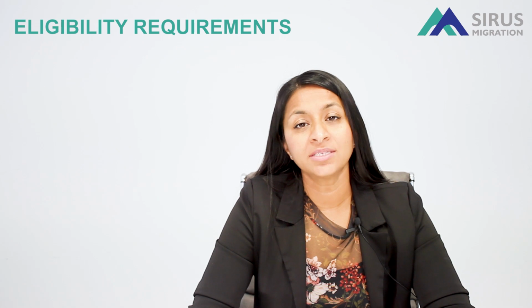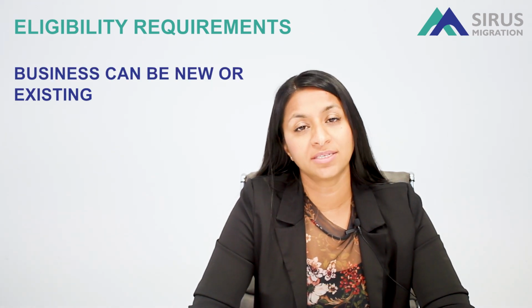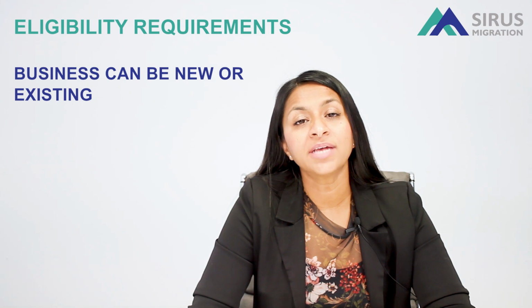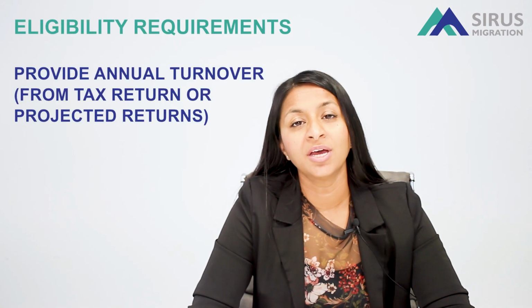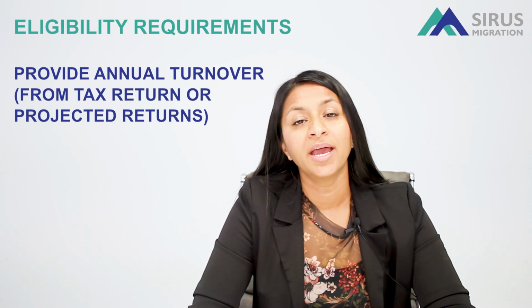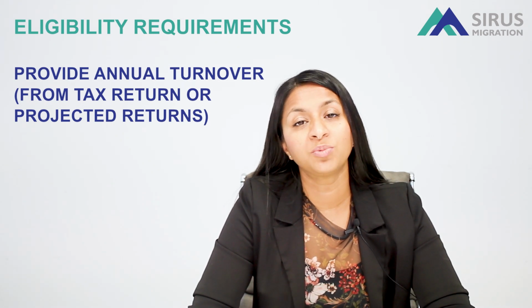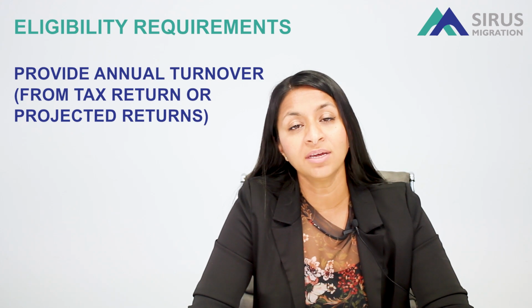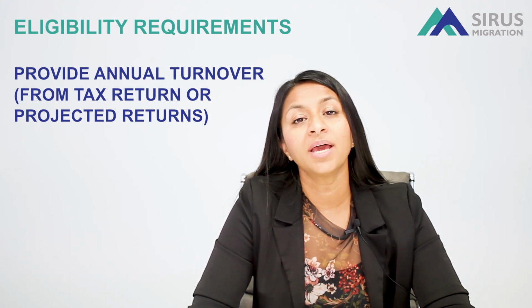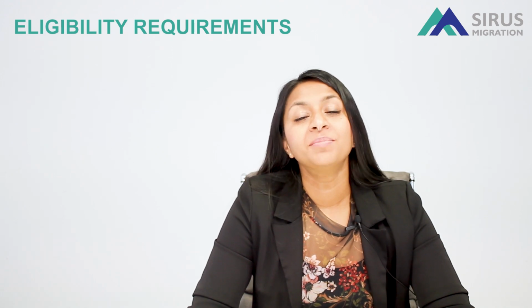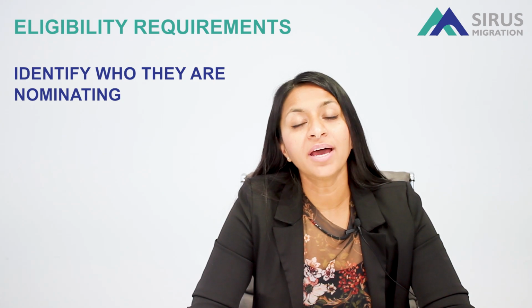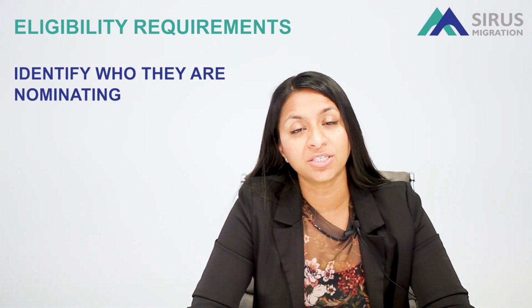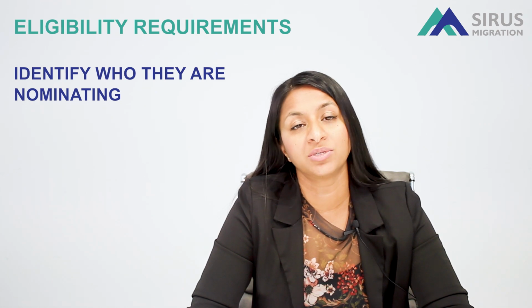The nominating business could be a new business or an existing business. The business has to be registered and legally operating in Australia. The business needs to prove their annual turnover by providing the last year's tax return, and if that has not been finalized, they need to provide a projected return for the next year and give the information to the department as soon as they are ready. Business needs to identify who they are nominating for the proposed occupation, and if there are any caveats applicable to that occupation, they need to make sure they fulfill all those requirements.